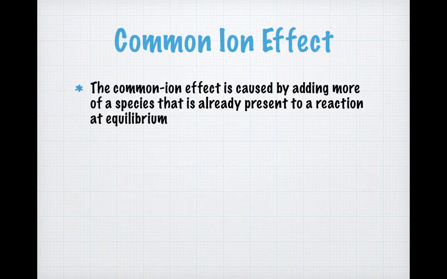And also the common ion effect is an effect caused by adding some of a species into a reaction that is already present in a reaction at equilibrium. So if we have a reaction at equilibrium, we are going to add something to it. So very similar to Le Chatelier's principle. It follows those same type rules.